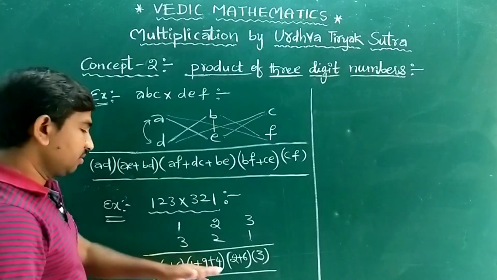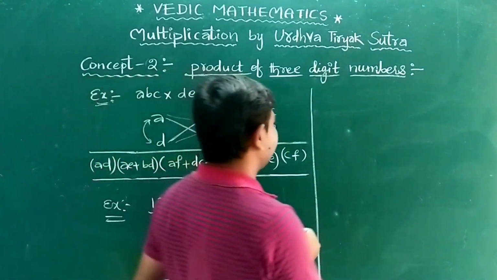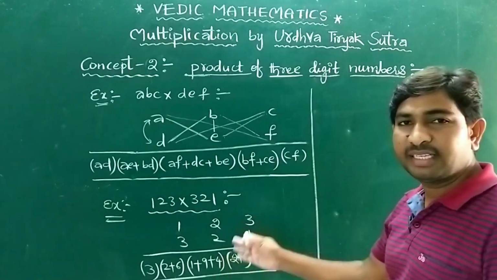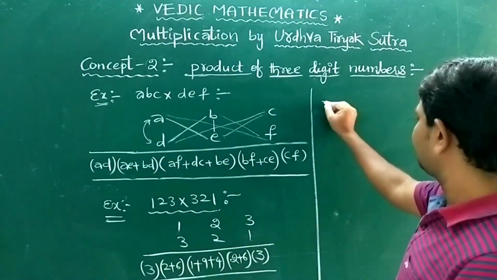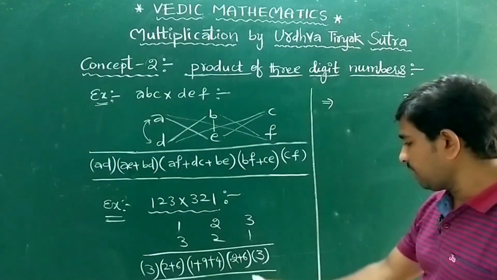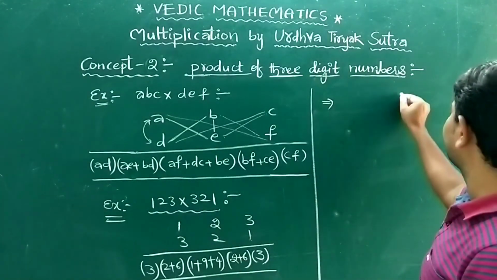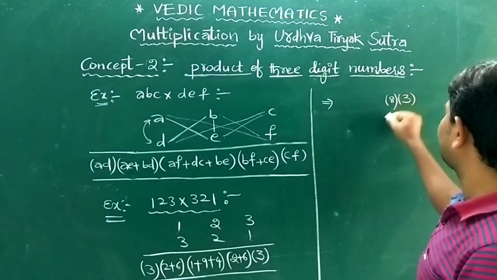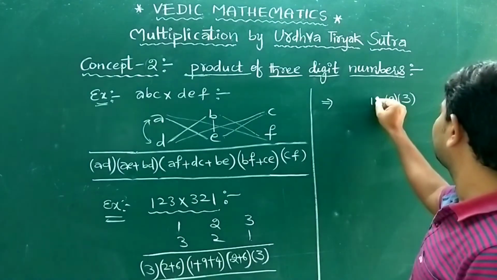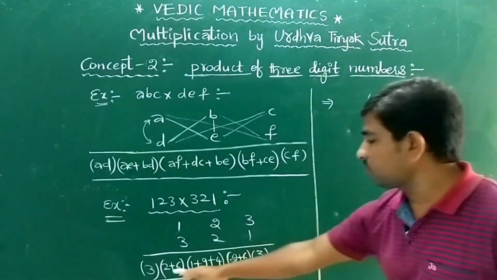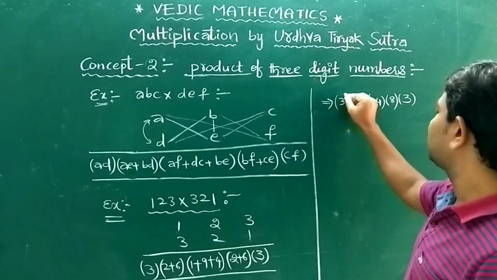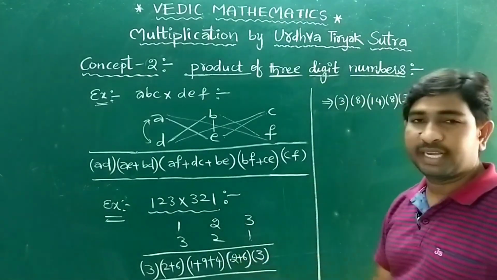So now, by simplifying this, what will we get here? On the right side 3 as it is, and now 2 plus 6 is 8. Then 1 plus 9 is 10, 10 plus 4 is 14. And the next one, 2 plus 6 is 8, and the last is 3. So these are the final simplification values.